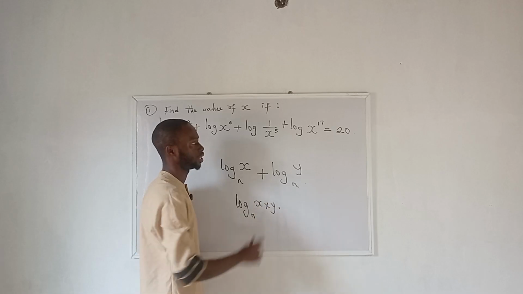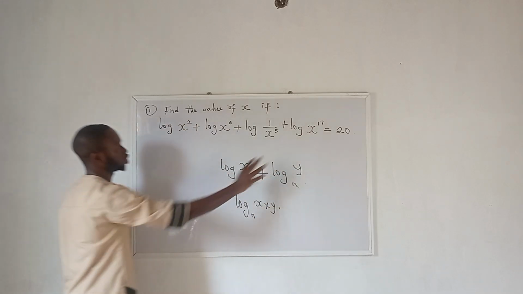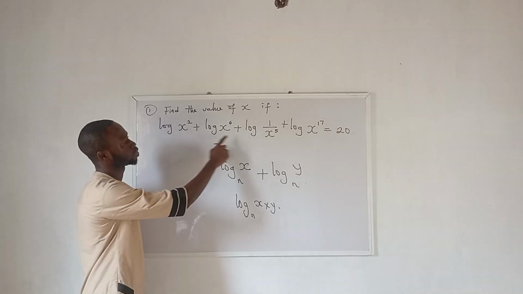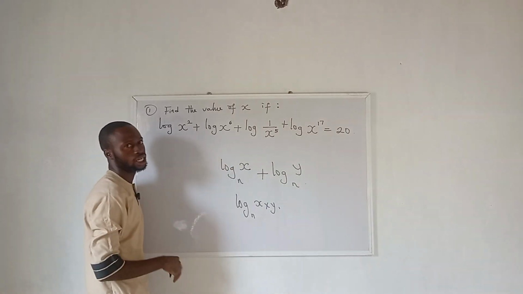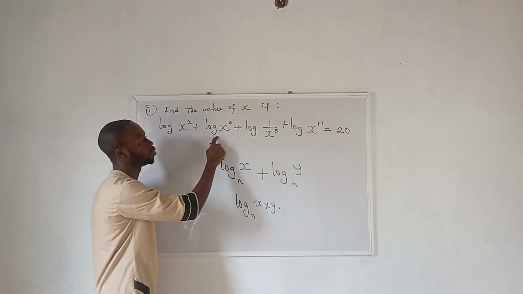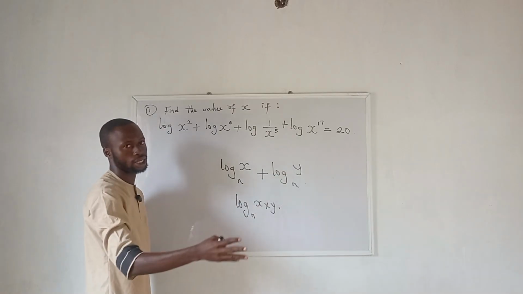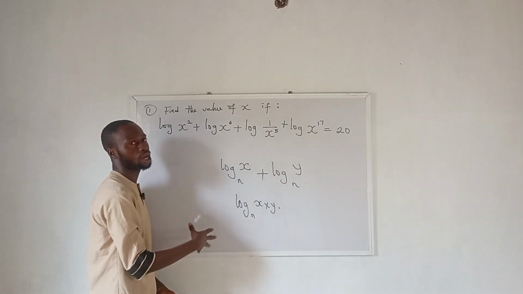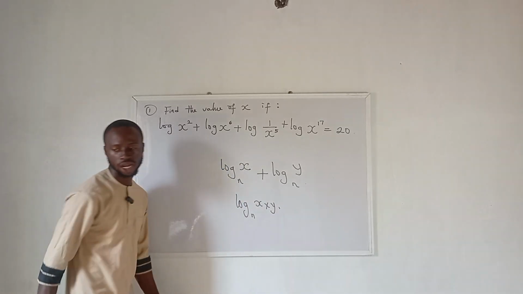So that will be x times y. If you compare it to the question that we have on the board, we could actually do that because the logarithm is common in every term. Like I said earlier, the bases are common because they are not written; it's in base 10. Is that understood? So we would apply this multiplication law in this question.